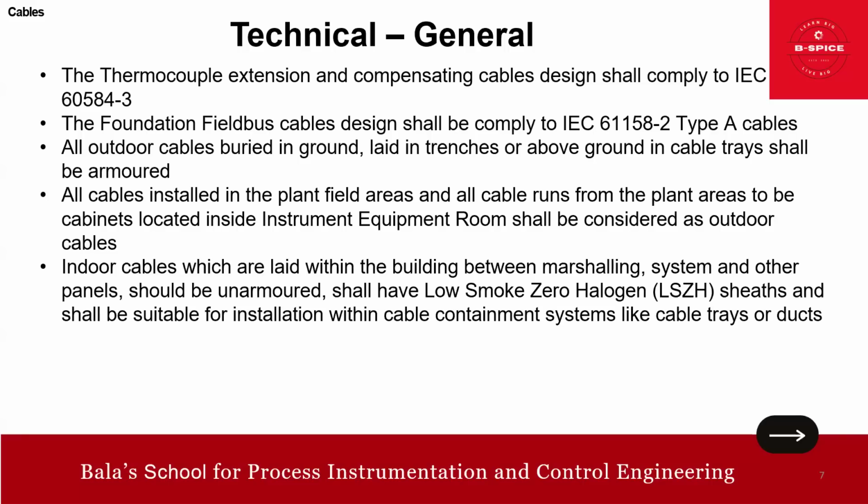Okay, that's a point. Indoor cable which are laid within the building between marshalling system and other panels can be unarmored. So anything outdoor, we have to go for armored, but indoor can be unarmored. And it shall have a low smoke, zero halogen sheath. That one we have to watch out for. And shall be suitable for installation within cable containment systems like cable trays or ducts. All these aspects we should watch out for, friends. I'm talking about general.